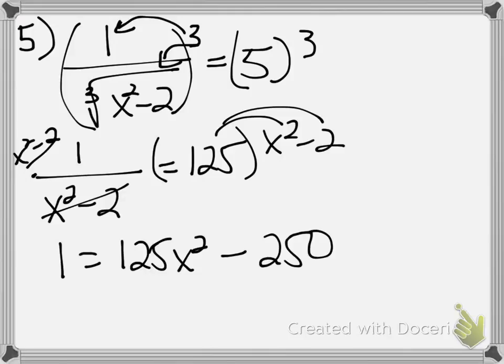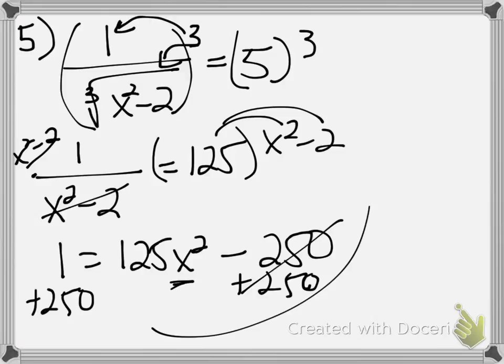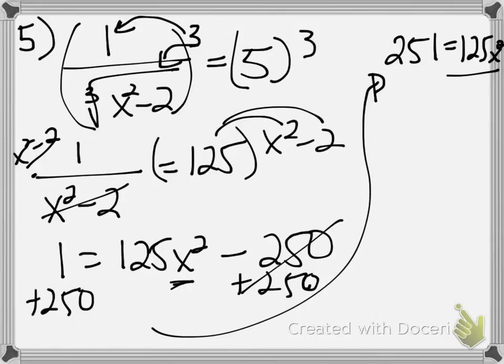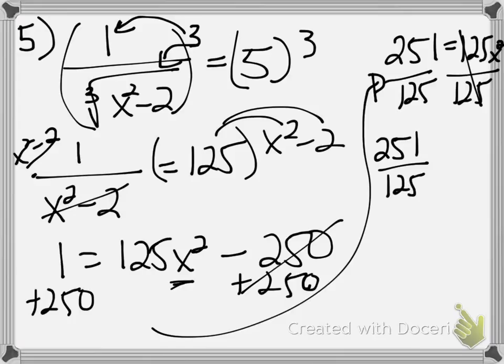So I'm going to go ahead and move this 250 over so that I can work on getting that x squared alone. So I'm going to bring this up here. I have 251, and that equals 125x squared. Oops, can't quite see that. And then I'm going to divide both sides by 125. And so now I have 251 over 125, and that equals x squared.